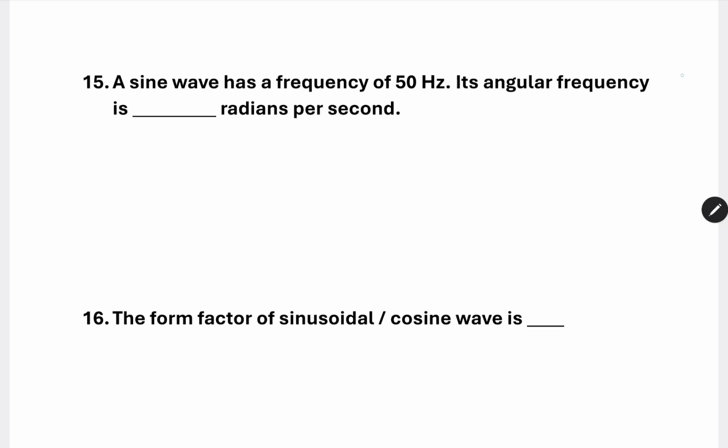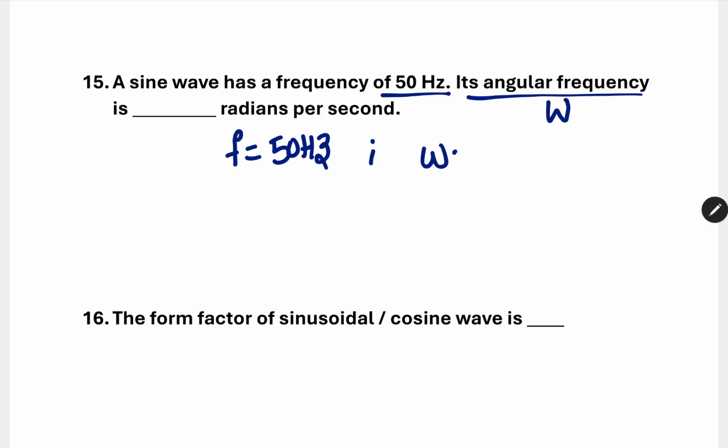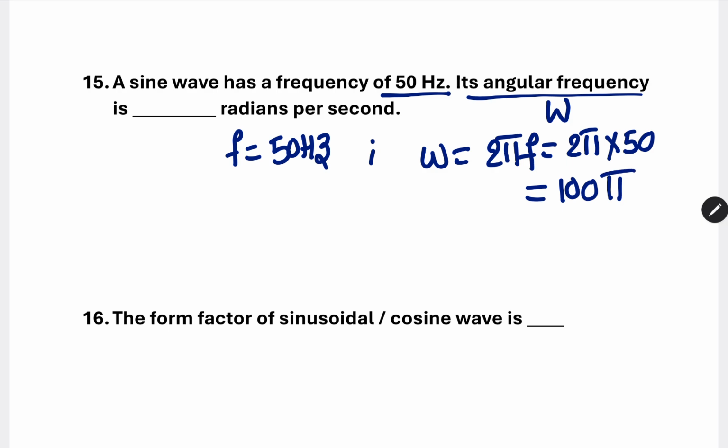Next question, question number 15. A sine wave has a frequency of 50 Hz, what is its angular frequency? So f is given as 50 Hz, and we need to calculate the angular frequency omega. Omega is equal to, what is the formula? 2 pi f. So that is equal to 2 pi into 50, which is 100 pi. So angular frequency is 100 pi.